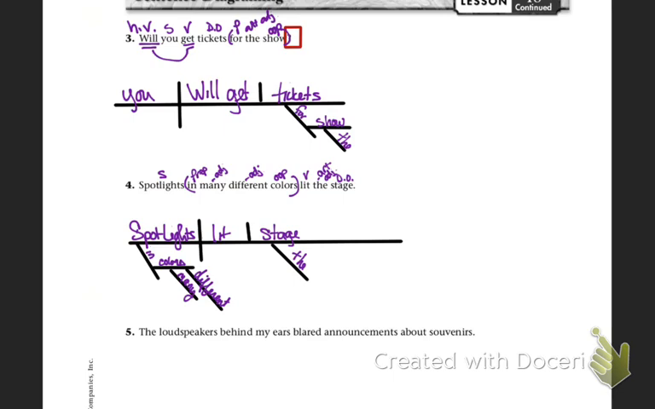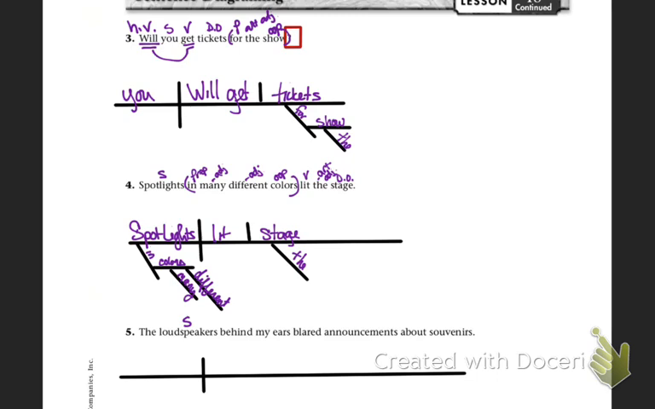Good? Yeah. Let's go ahead and parse out this next one, and then I'm going to have you diagram it, okay? Let you guys diagram it, but I'll go ahead and get it started. The loudspeakers behind my ears blared announcements about souvenirs. So that rhymes, doesn't it? Okay. So to get this going, we need the baseline, subject, predicate line, right? Yep. Who or what are we talking about?